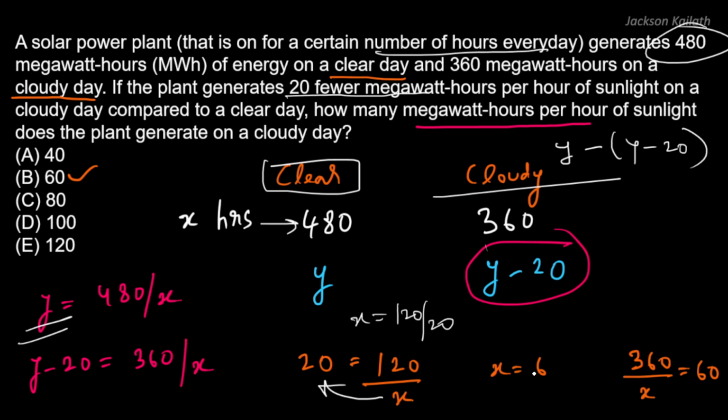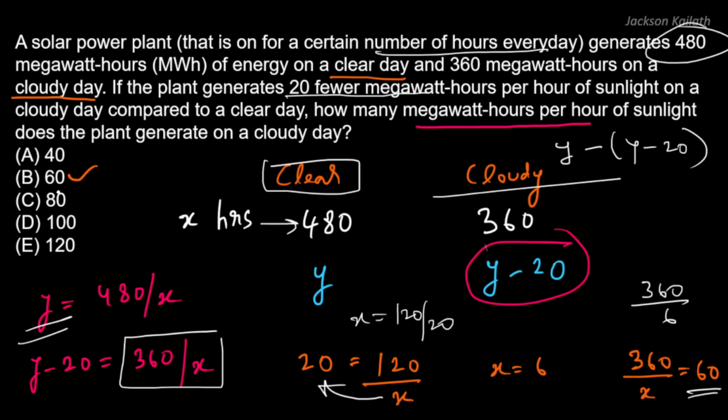Now if X is equal to 6, and again remember the question asks what is Y minus 20, right? So you can see that Y minus 20 is nothing but 360 by X. So let's substitute X as 6 over here. So 360 by 6 will give you 60, right? 360 divided by 6, that's equal to 60, and that is the answer to this question.